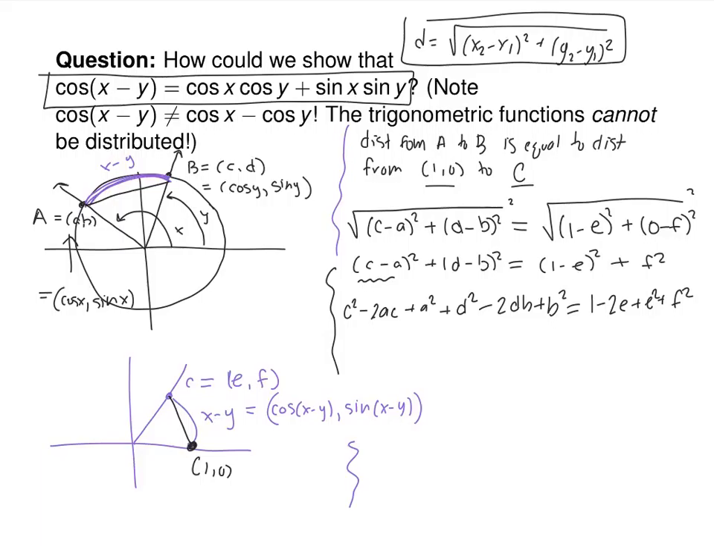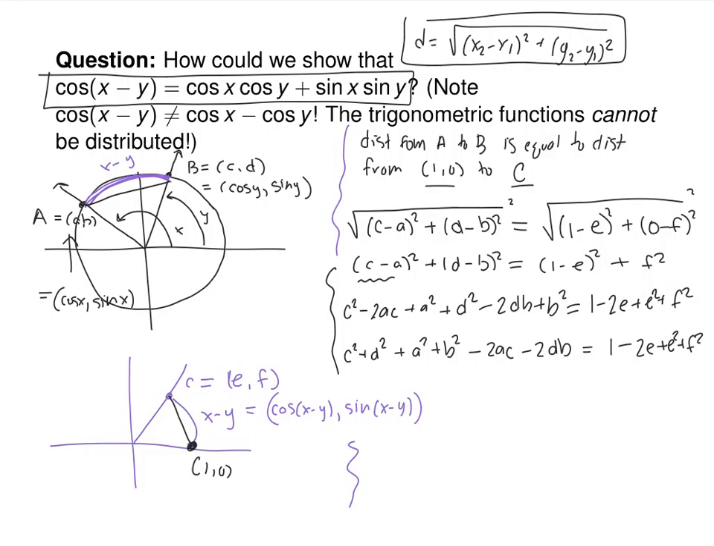Okay, now we're going to group some stuff together in a clever way. So I'm going to write C squared plus D squared plus A squared plus B squared minus 2AC minus 2DB equals 1 minus 2E plus E squared plus F squared. Whoa, whoa, whoa, don't you dare. Okay. Panic. I already had this happen once today. I don't need more technical difficulties. Is everyone okay with what happened there?